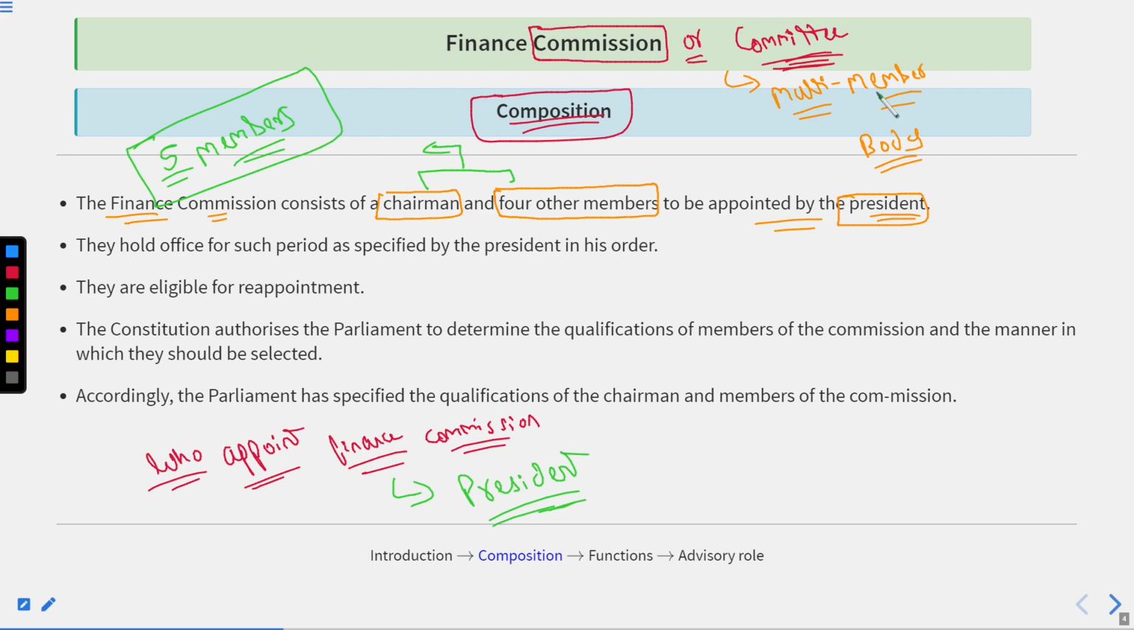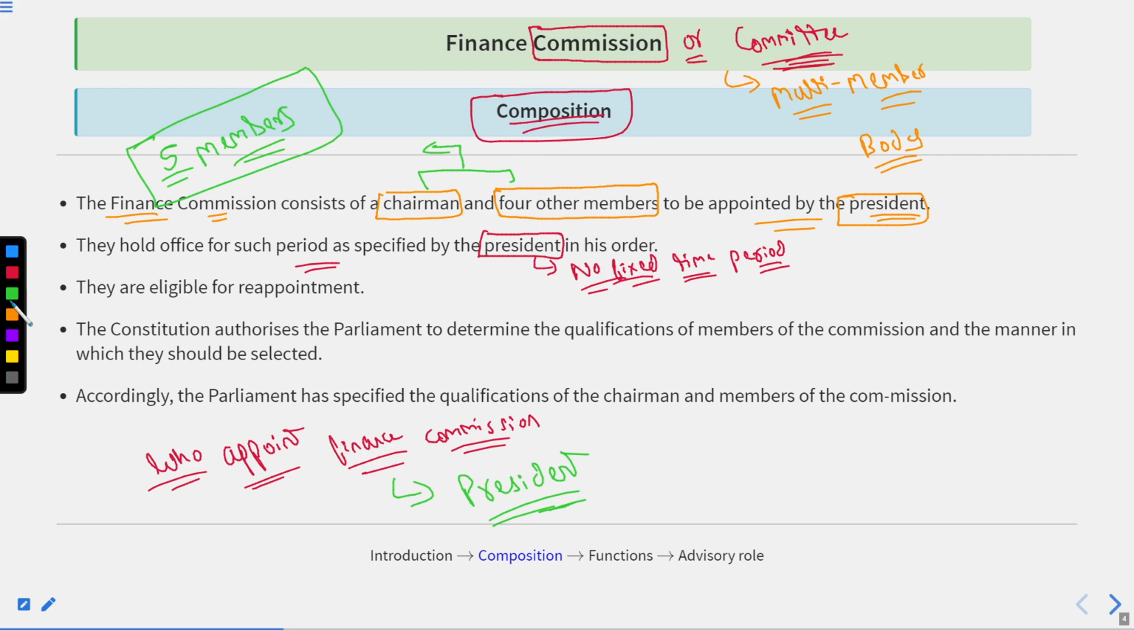Okay, because it is a multi-member body. All right. Thereafter, if we talk about the tenure, they hold office for such period as specified by the president in his order, which means that there is no fixed time period for their service. It is basically defined while the president appoints the members and the chairperson for the finance commission.